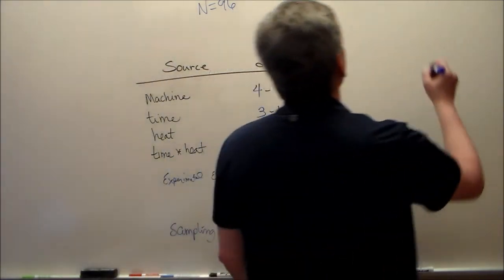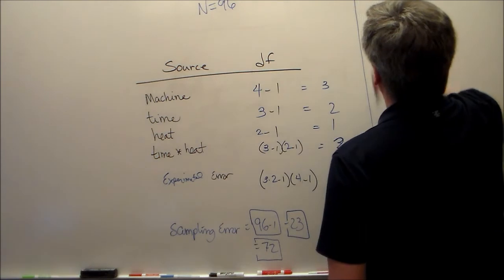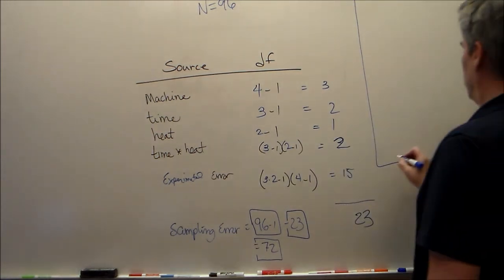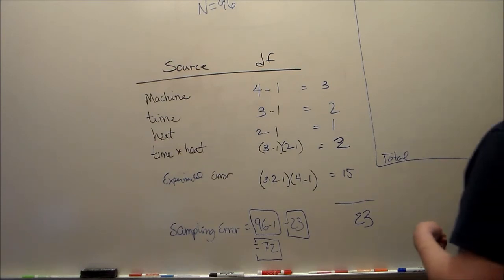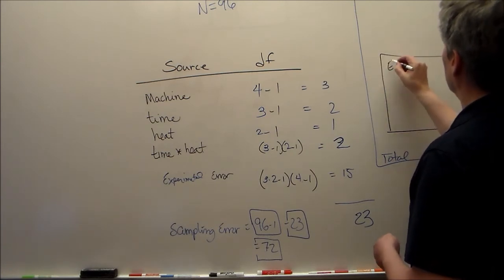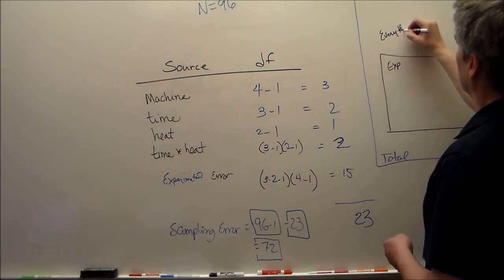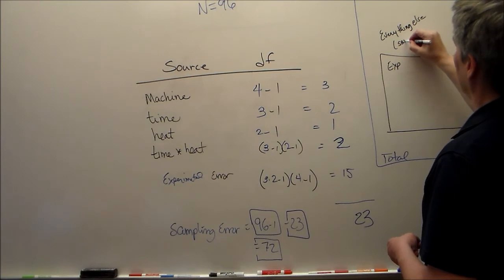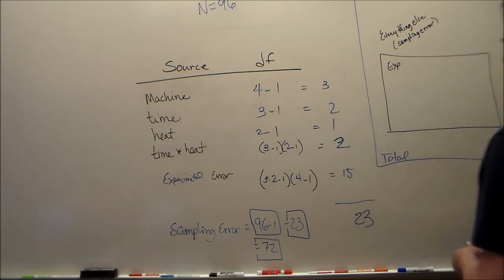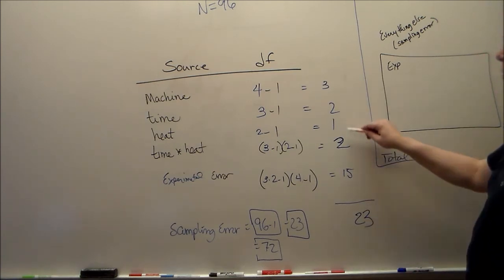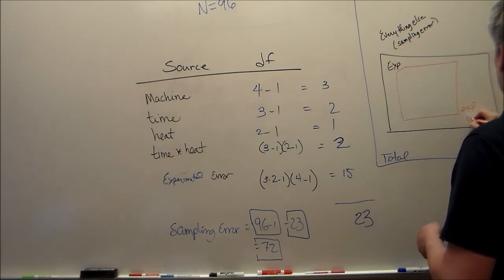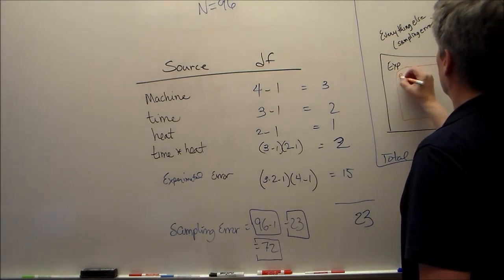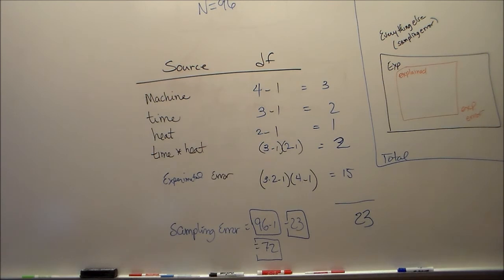In other words, here's total. That's 95 degrees of freedom total. And then we're going to break that up into two parts. This will be the experiment part, and then everything else. And that everything else is the sampling error. Inside that experimental part, we've got two sources. And those two sources are the explained degrees of freedom and the unexplained, which we're calling the experimental error.